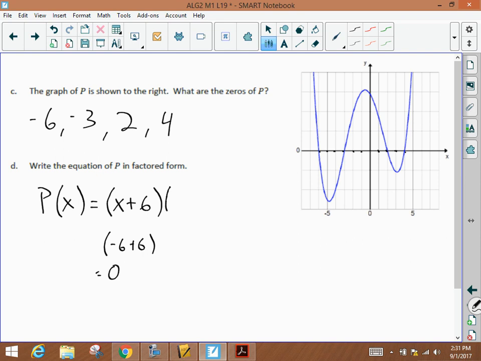If I plug my zeros in for x, I wind up getting a 0. And so we can continue this, right? We wind up with x plus 3. And then for our spots where this crosses the x-axis on the positive side, for positive values of x, I wind up with x minus 2 and x minus 4. And there it is. I was able to write that in factored form. Awesome, right? Not too bad.